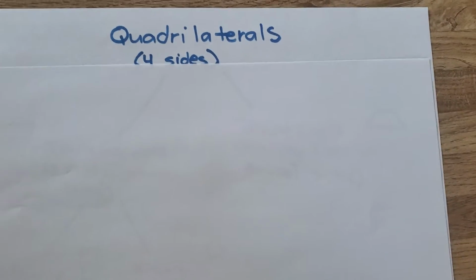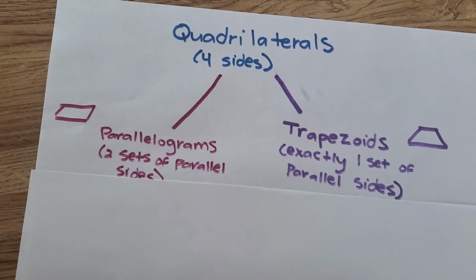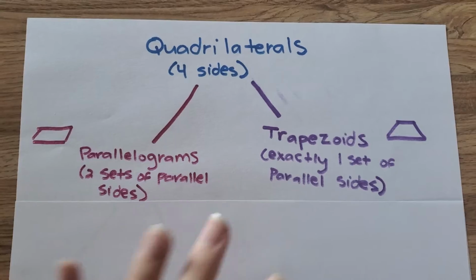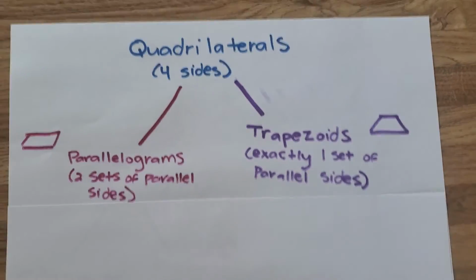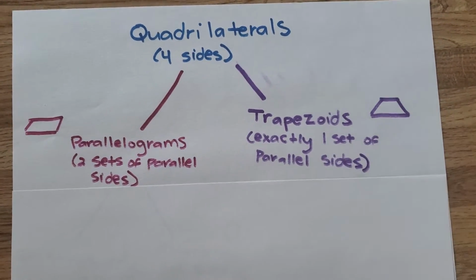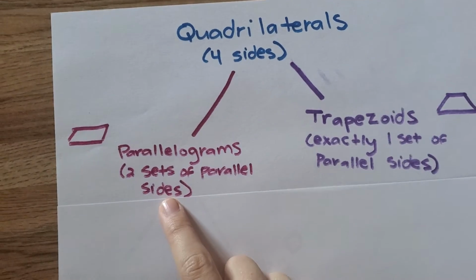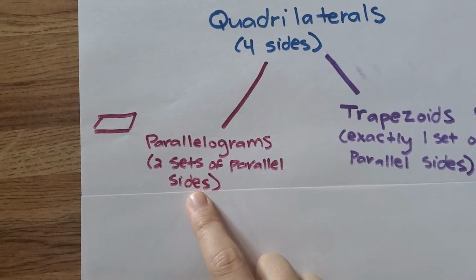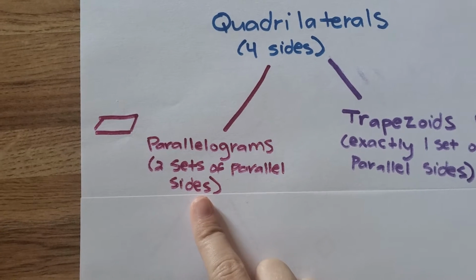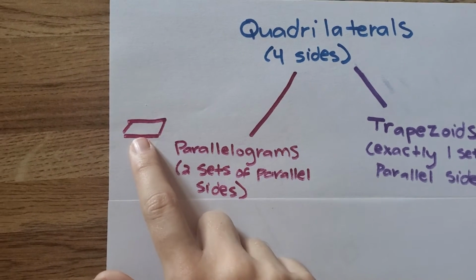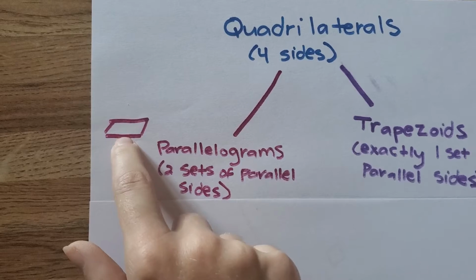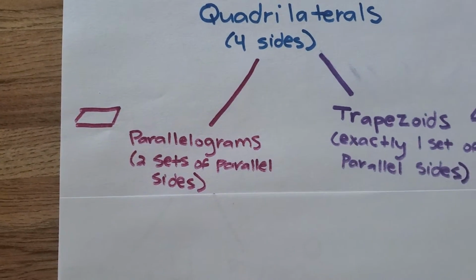So as we get started here, we're going to see that the family tree quickly breaks into two sides. All of our quadrilaterals fall under parallelograms or trapezoids. Let's look at parallelograms first. Parallelograms are any quadrilaterals with two sets of parallel lines. I've gone ahead and drawn a standard parallelogram there. It has two sets of equal sides.